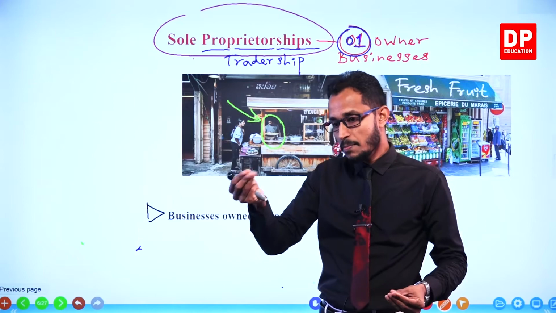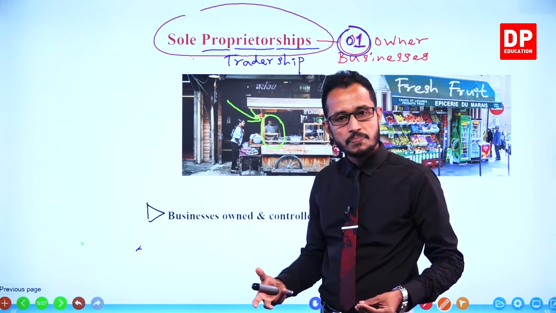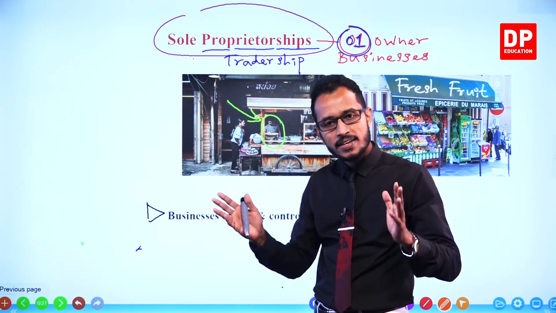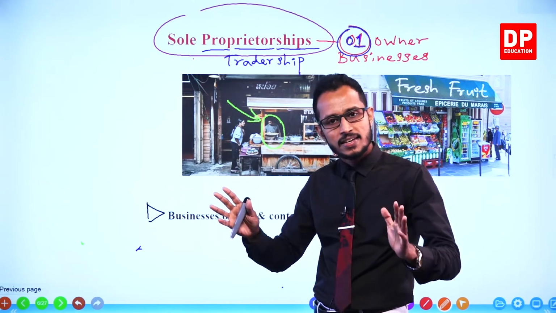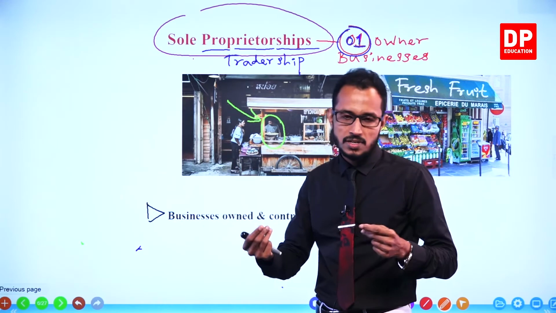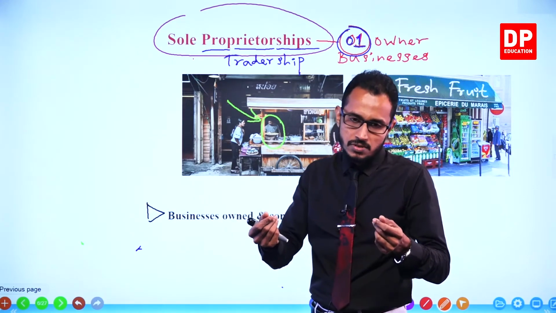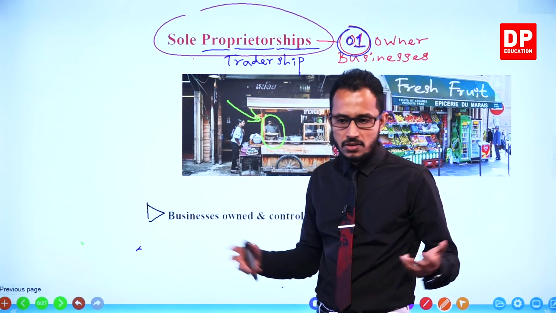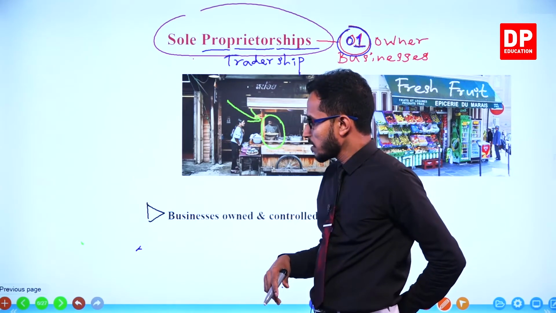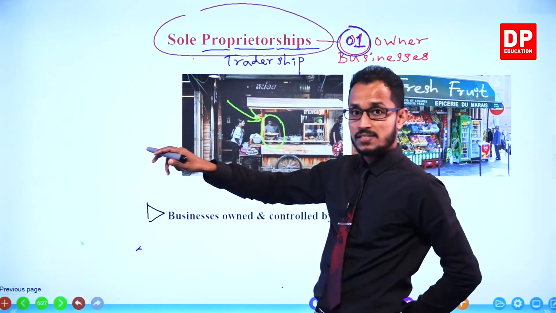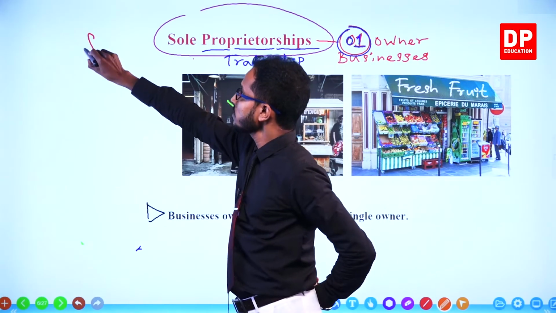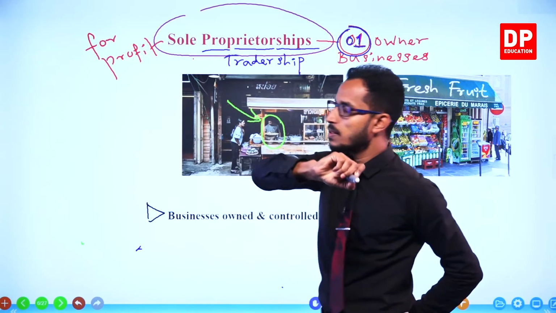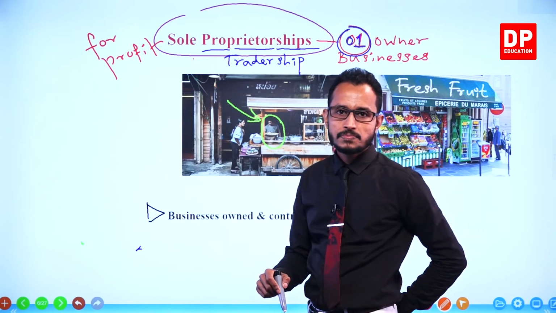Why does a man run a business? 99 times out of 100 he's intending, or he has a motive, to earn money, to earn a profit. You know these things. So sole proprietorship businesses fall under the for-profit section.